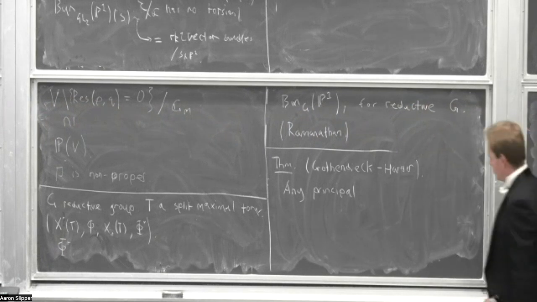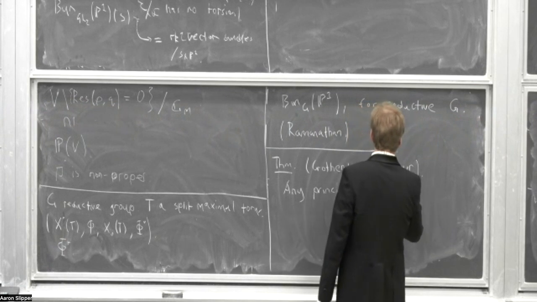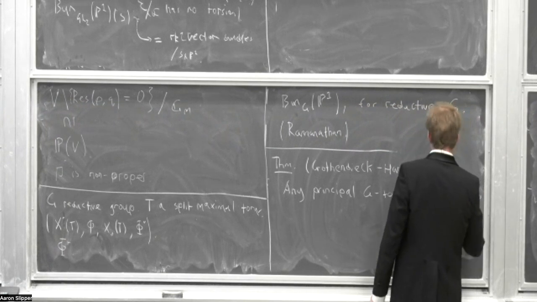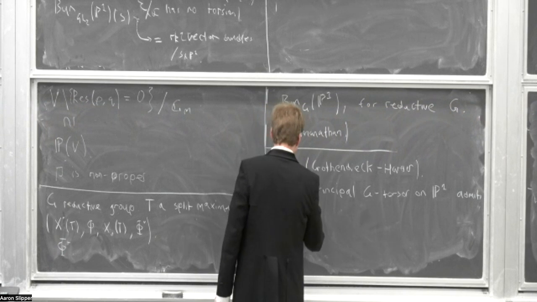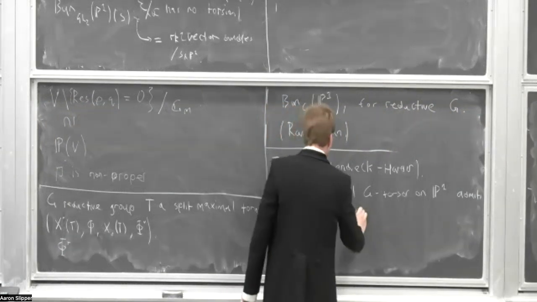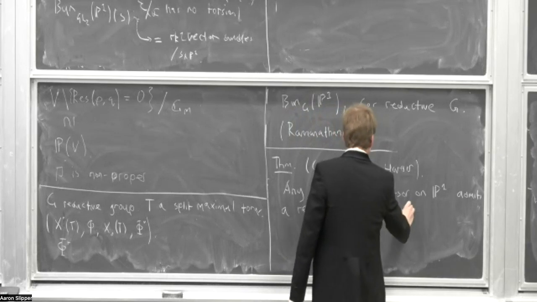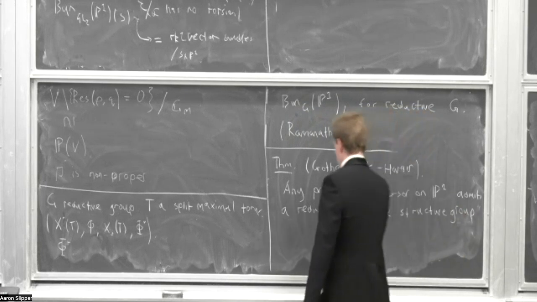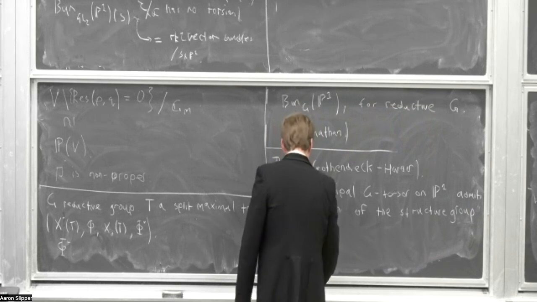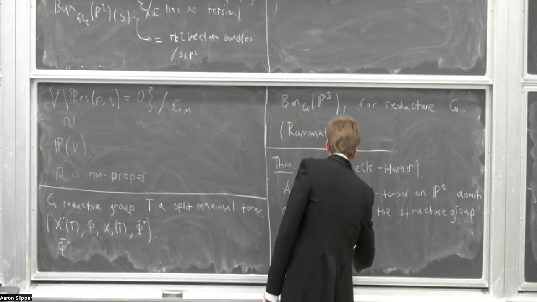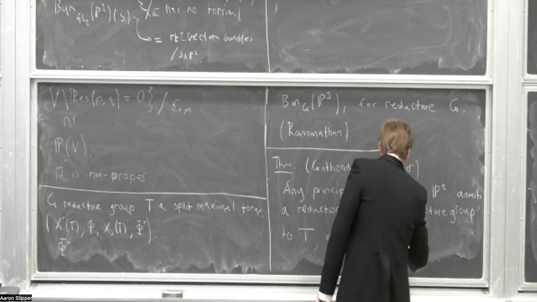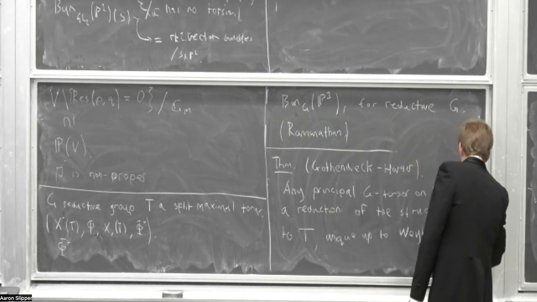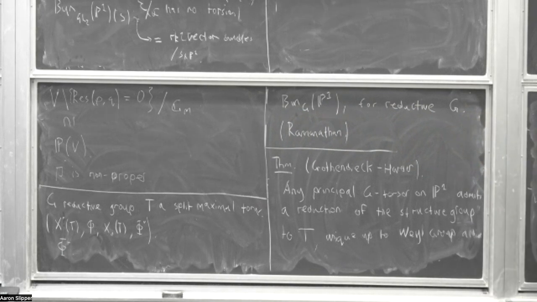So any principal G-torsor on P1 admits a reduction of the structure group to T, unique up to Weyl group action. Okay.